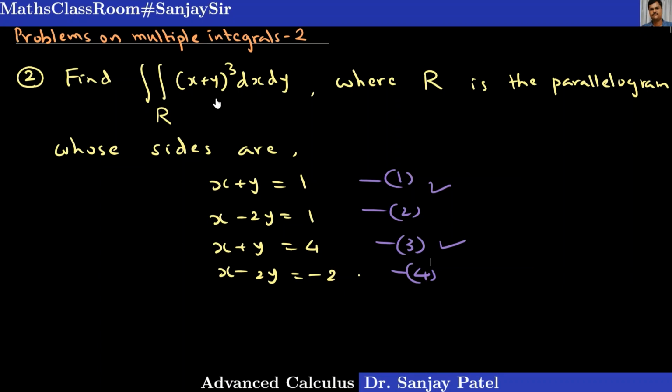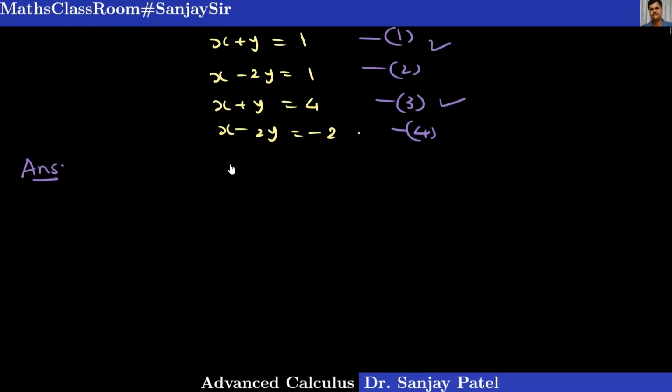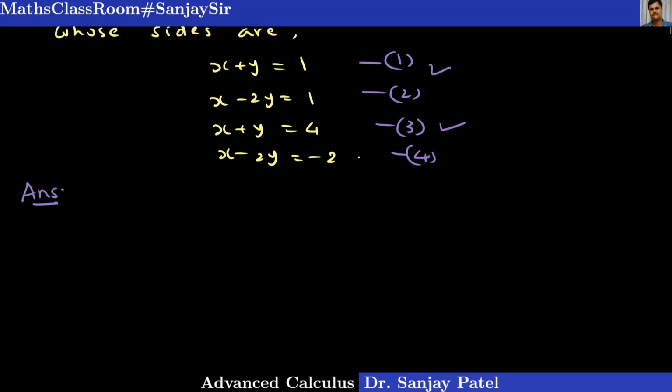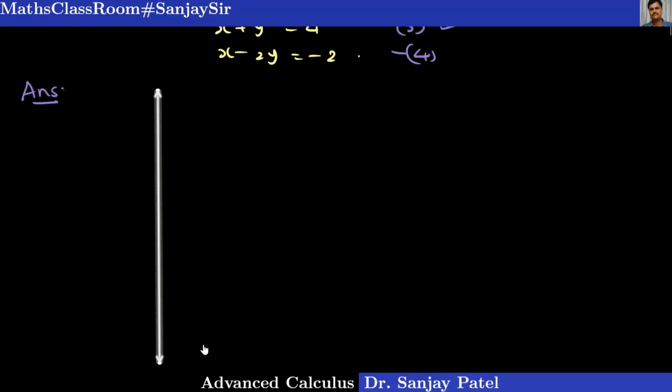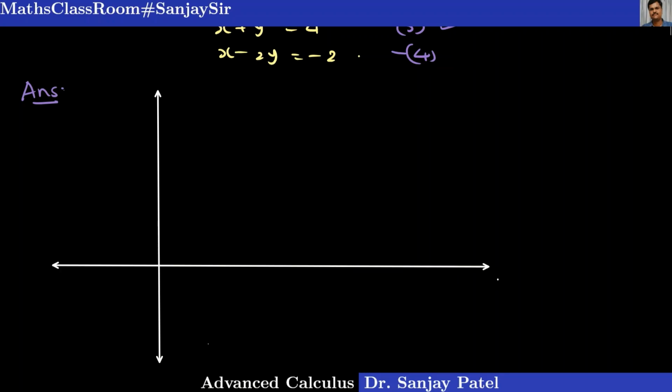Here the function which is to be integrated is simple, but the region of integration is a parallelogram. If you draw the region of integration, you will understand that it is again difficult to integrate over this parallelogram. So first of all, let me draw the region of integration here. First of all, I will draw all these four lines. So let me take some x and y axis first. This is x axis. Then I'm taking a y axis. Okay. And let us take the four sides.